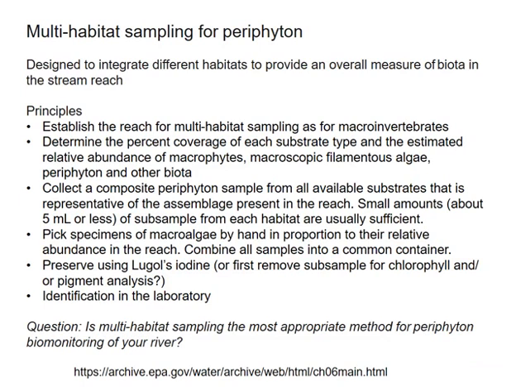If you want to do a chlorophyll analysis, you need to subsample first because the Lugol's iodine will wreck the chlorophyll. And then they're identified in the laboratory, which sounds very simple, but obviously there's a fair few taxonomic hurdles to overcome first. So again, is multi-habitat sampling the most appropriate way to look at the periphyton, or do you want to think about doing some single habitat sampling?